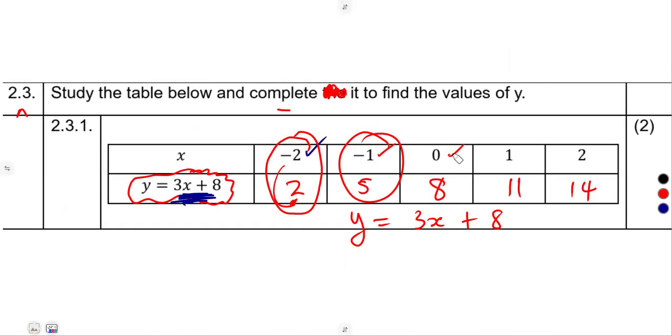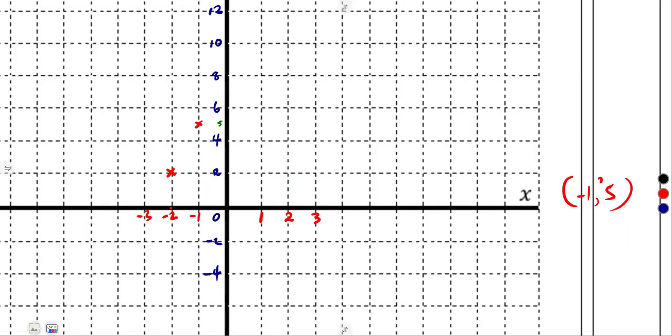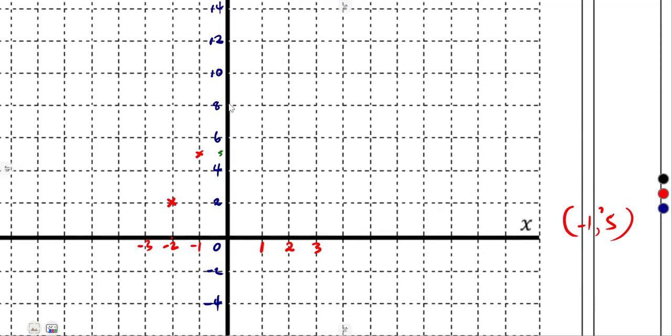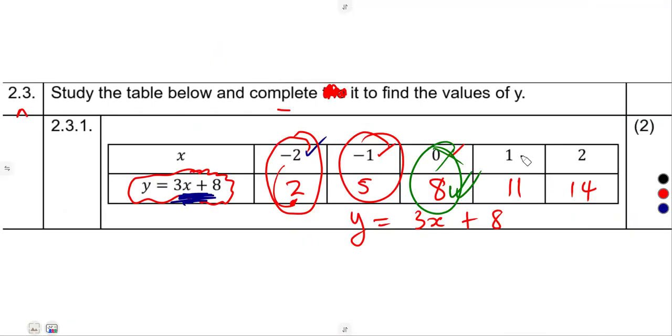Another one is 0 versus 8. X, there's nothing there. So go straight to the y value at what? At 8. In the y-axis at 8. Straight to the y-axis at 8. There you mark a point. That's the y-intercept of our graph.